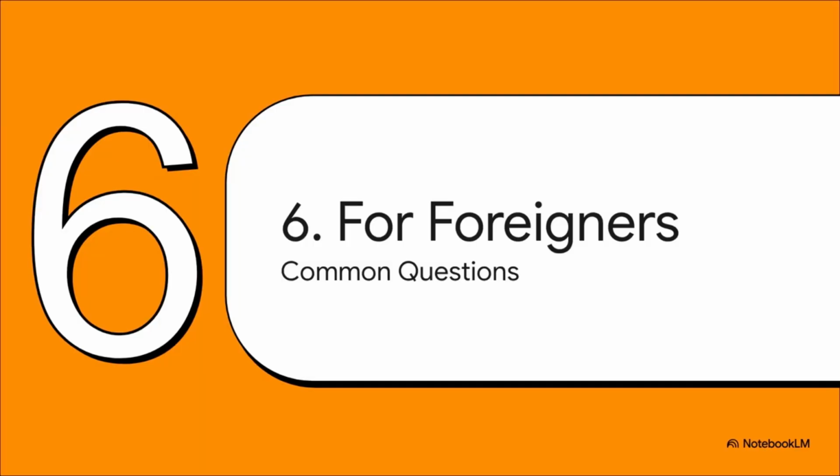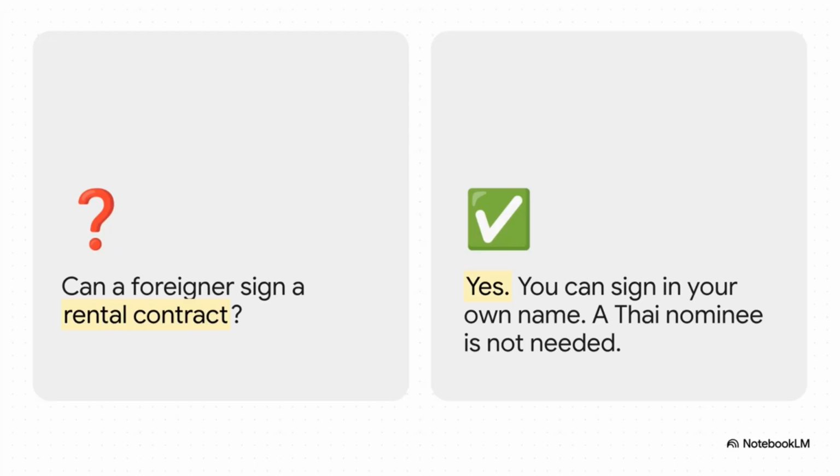And finally, let's just bust a few common myths and answer some of the big questions that foreigners always seem to have about renting in Thailand. Let's just clear this up right now. Can a foreigner legally rent a place in their own name? Yes, 100%. You do not need a Thai person to co-sign or anything like that. The contract is totally valid and legally binding with just your name and your signature on it.